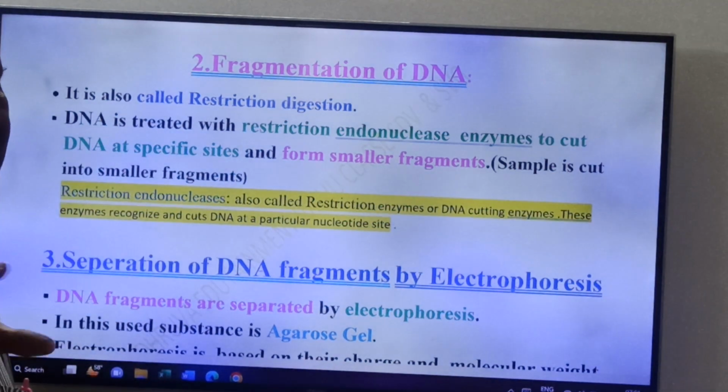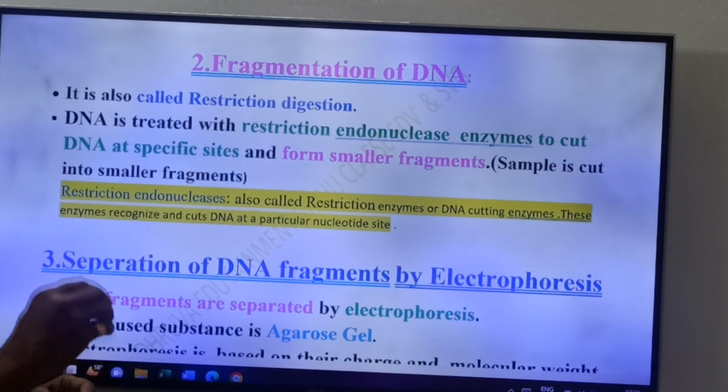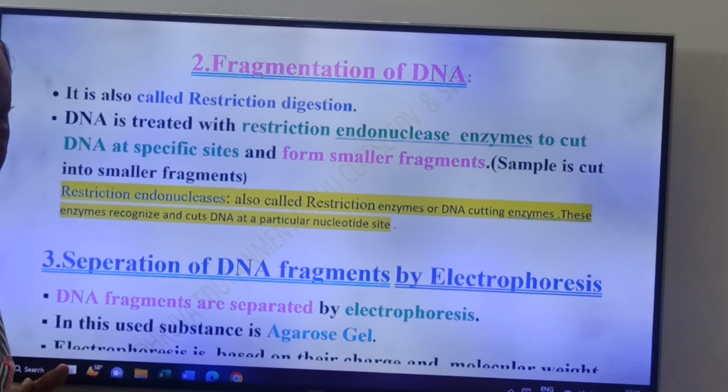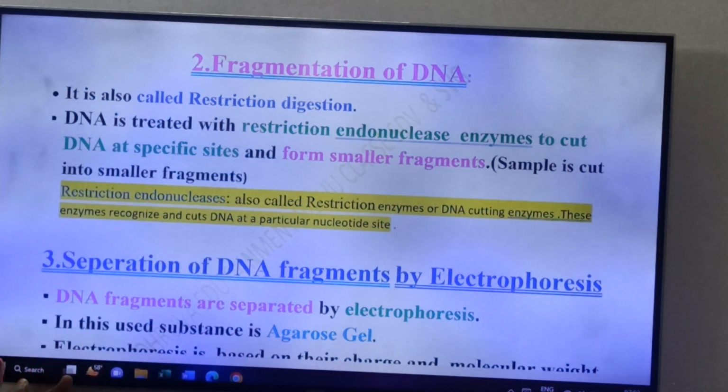Here we are using some enzymes, friends. They are called restriction endonucleases. In this, DNA is treated with restriction endonuclease enzymes, so this is also called restriction digestion. Here we are using an enzyme. What is that enzyme, friends? Restriction endonuclease enzyme. Very, very important. So what is its use? This enzyme cuts DNA at specific sites, friends.